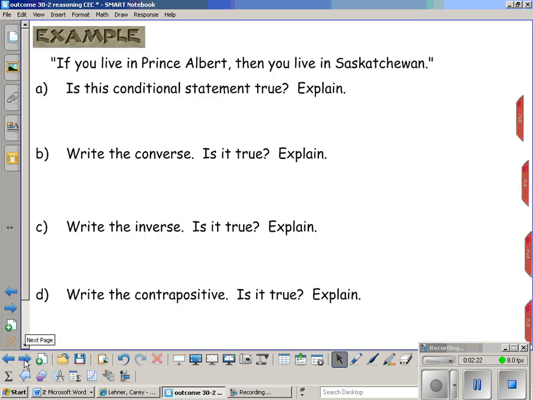So let's look at this conditional statement. If you live in Prince Albert, then you live in Saskatchewan. Is this a true statement? Well, yes, it is. Prince Albert is in Saskatchewan. So if you live in Prince Albert, then you live in Saskatchewan.